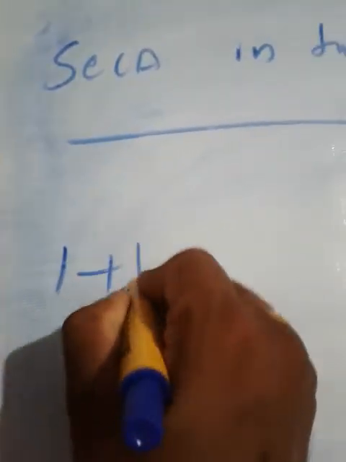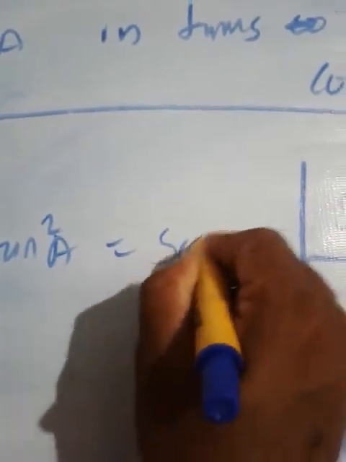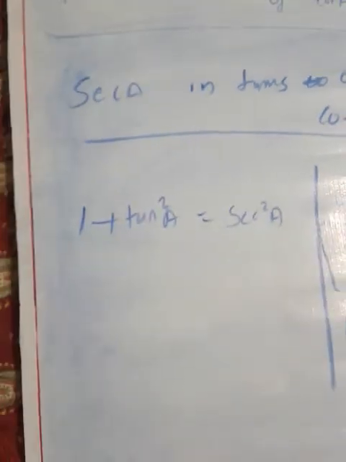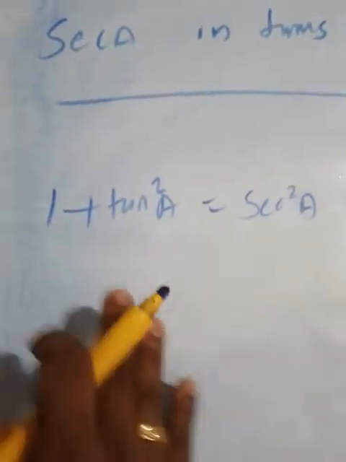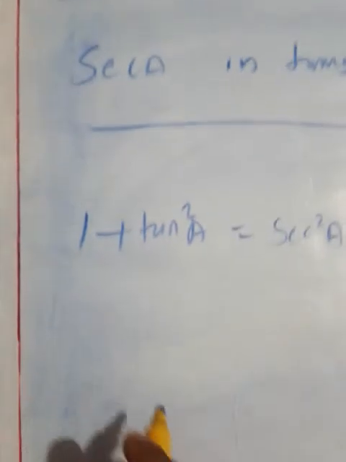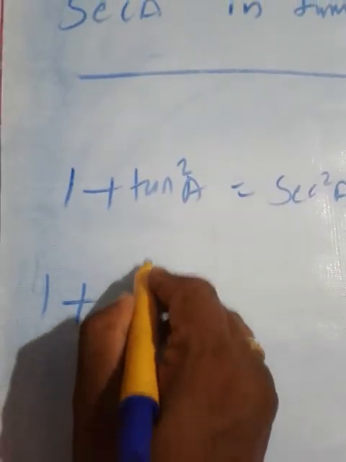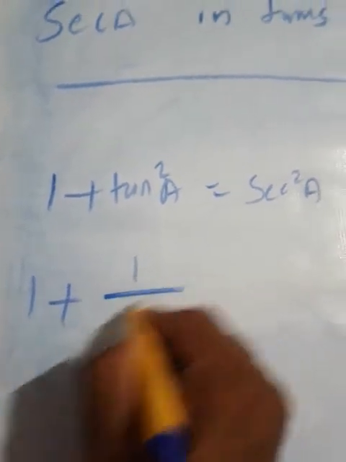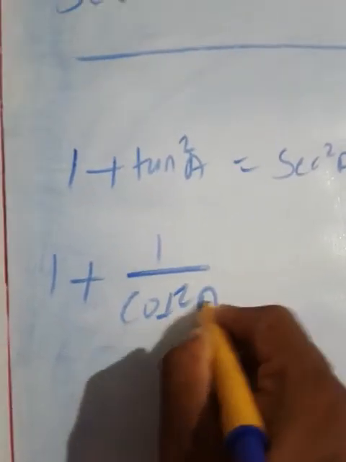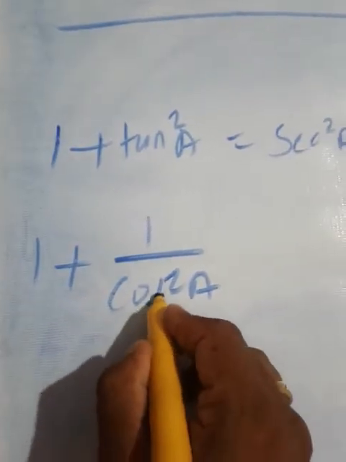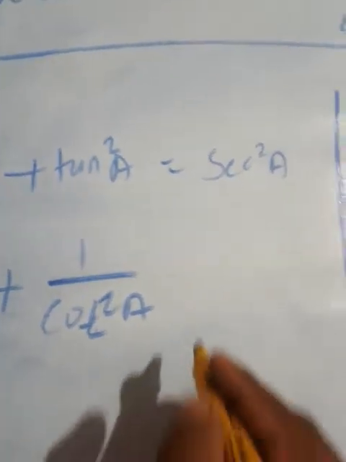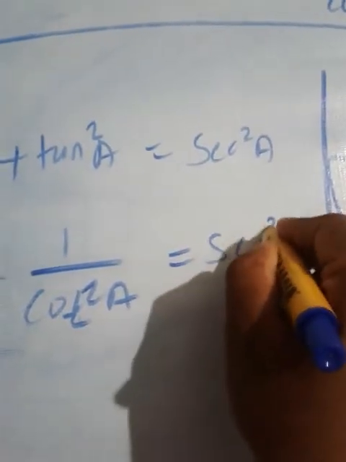So the identity I am going to focus on is 1 plus tan square theta is equal to sec square theta. I am going to write it in terms of A because the question is in terms of A. And I am going to replace tan square A with 1 by cot square A, because tan is the inverse of cot, so 1 plus 1 by cot square A is equal to sec square A.